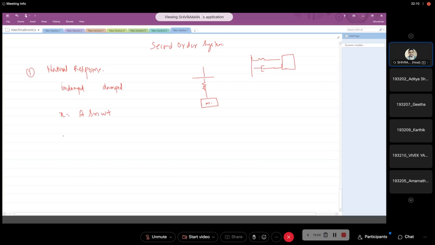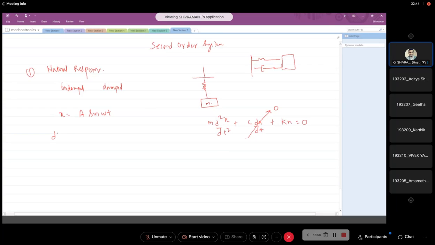And if you think about the differential equation of the above system, m d²x/dt², that we have solved. Plus c dx/dt, where c is the damping element, plus kx is equal to 0, because you are dealing with natural response, so input is 0. And you have undamped, meaning the damping element is not there, so it is 0.